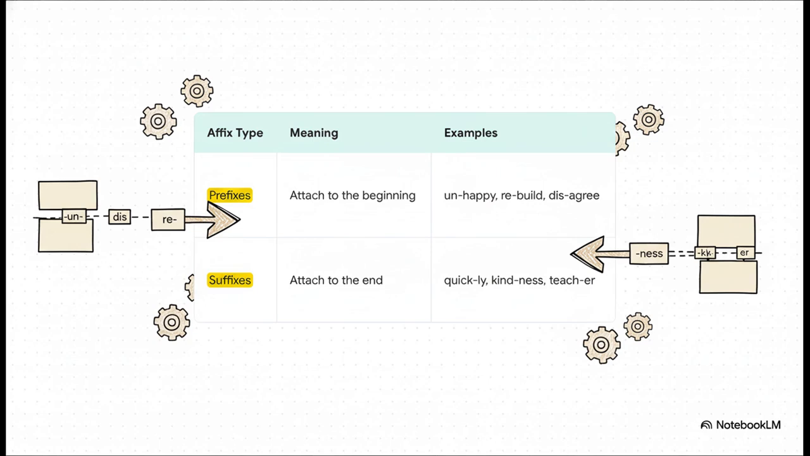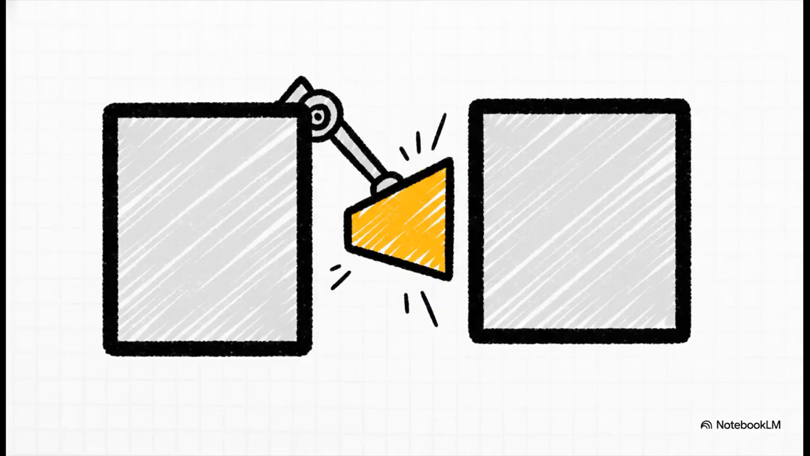And this is actually the most common way we build new words, by using what linguists call affixes. We slap prefixes onto the beginning of a word to change its meaning, like unhappy. And we add suffixes to the end, which often changes the word's job in a sentence, like turning quick into quickly.